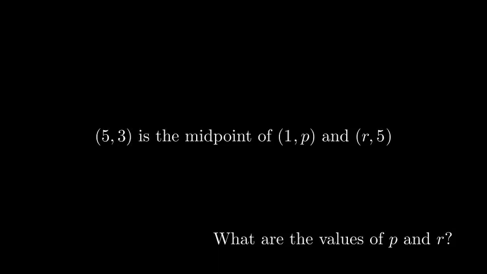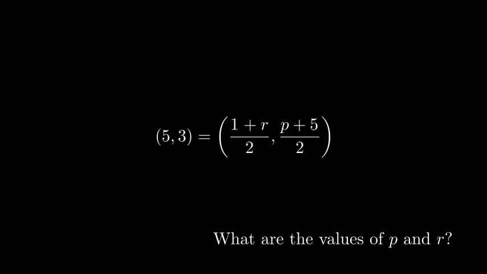(5, 3) is the midpoint of (1, p) and (r, 5). What are the values of p and r? So all we have to do here really is just apply the definition of a midpoint. The x-coordinate of the midpoint is going to be the average of 1 and r, and the y-coordinate of the midpoint is going to be the average of p and 5.